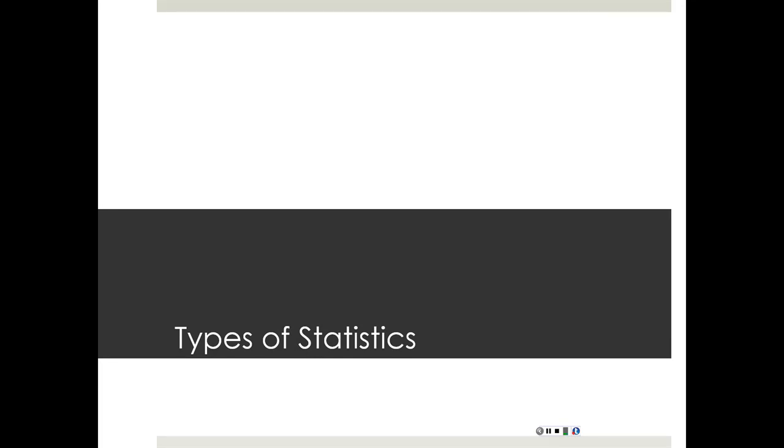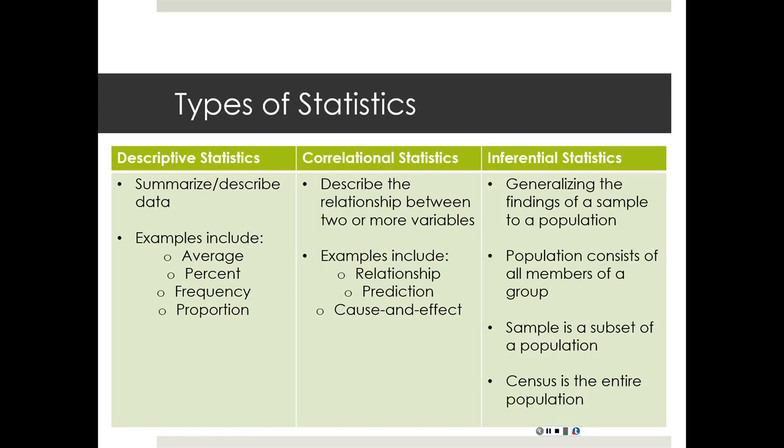Types of statistics. There are three major types of statistics. The first is descriptive, and these attempt to describe data so that they can be easily understood by the consumer. They will summarize the data in many ways, such as averages, percentages, frequencies, and proportion. This is considered the hard data of research.